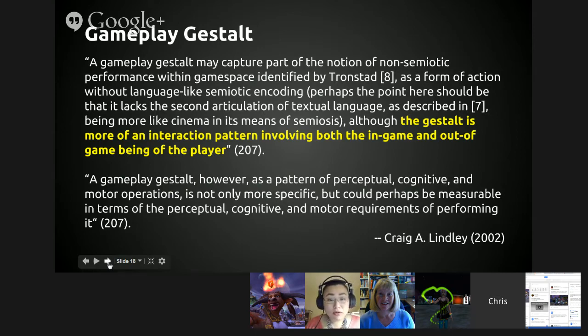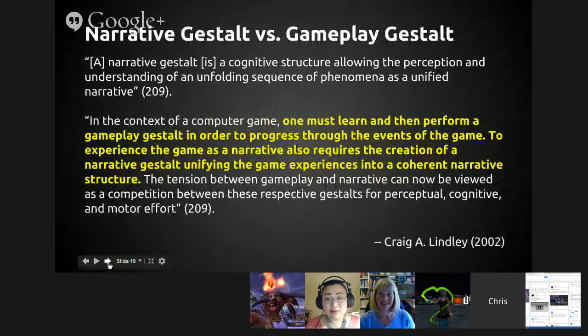I would say I'd bring Chris in. Chris, so do you think game gestalt works with Ask Mr. Robot and the other infographic styles that we look at for after-play assessment?